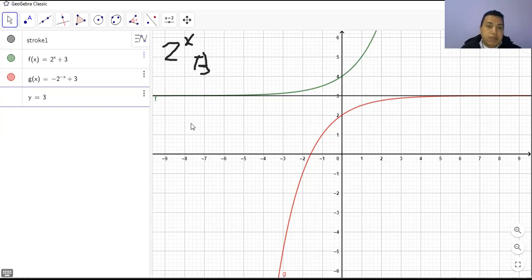Okay, this is the meaning of changing the two signs: negative 2 to the power negative x plus 3, and 2 to the power x plus 3. This is the difference between them. Then we have a reflection in the point through which the asymptote line passes. Okay, let's turn to our slides.